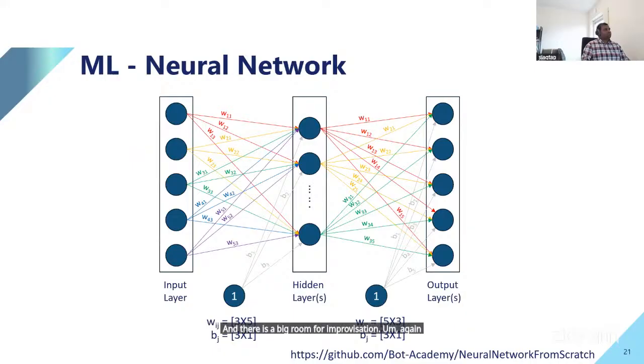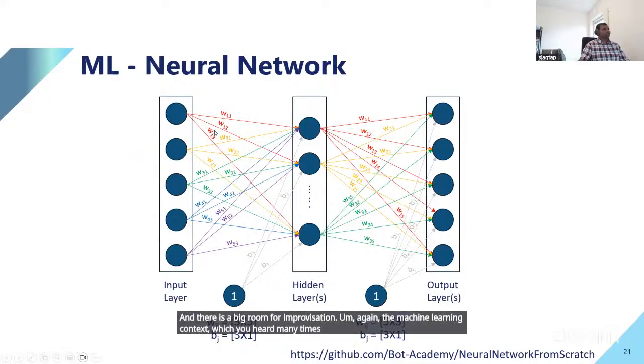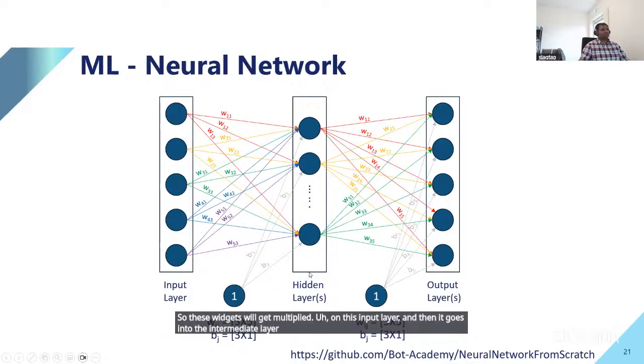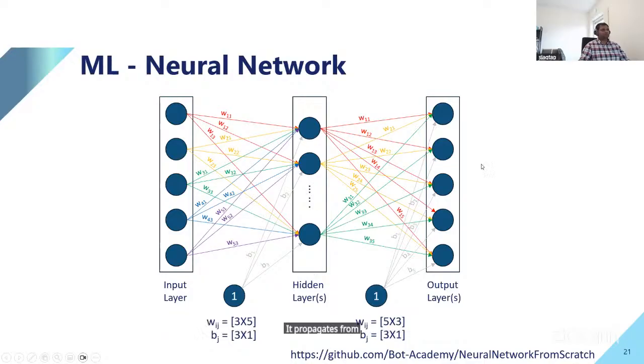Again, the machine learning context, which you heard many times, this is a rather old concept. Neural network, you have an input layer, middle hidden layers, and the output layers. So whatever your input is coming is sitting on the input layer. You have weights. These weights will get multiplied on this input layer, and then it goes into the intermediate layer or hidden layer, and then it propagates from the hidden layer to the output layer.